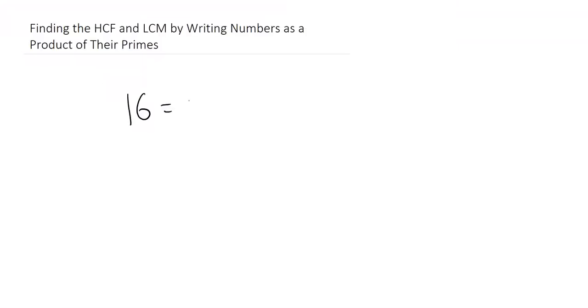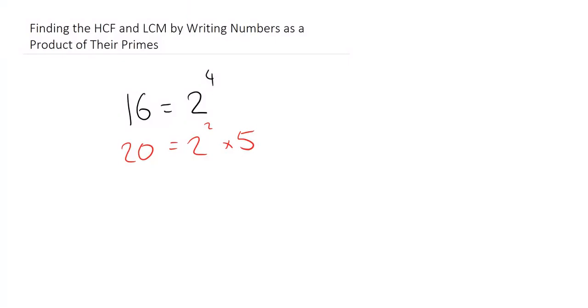So I know already, for example, that I could write 16 as 2 to the power of 4. I know as well that I could also write 20 as 2 squared times 5. And if you want to know how to do that, please look at the previous video on writing numbers as a product of their primes. Now, from here, I actually can find the LCM and the HCF.